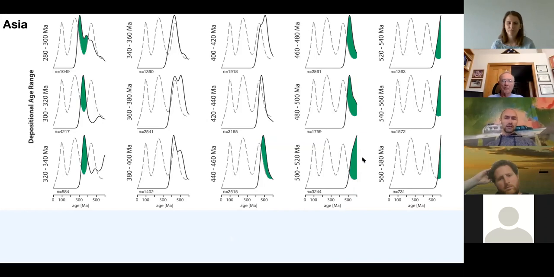So this is, again, detrital zircon from Asia. In the modern sediment, we see 3 dominant age peaks.